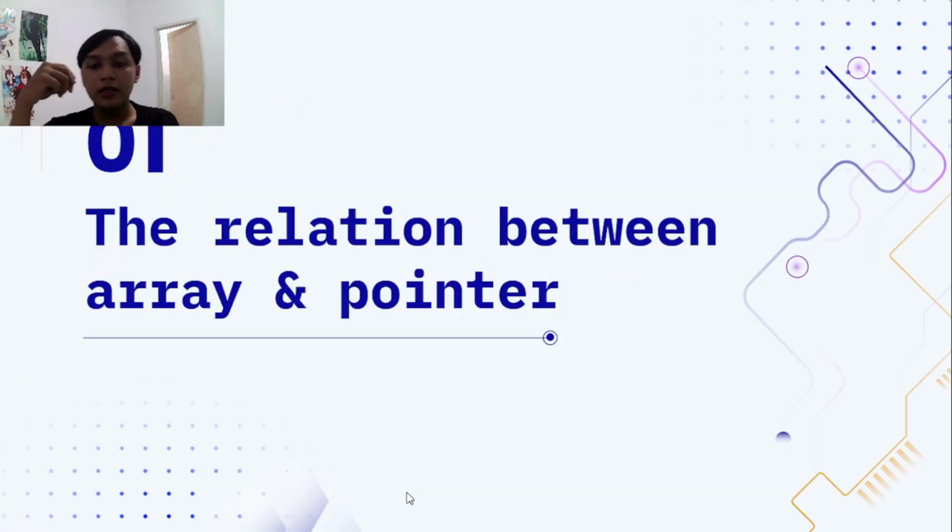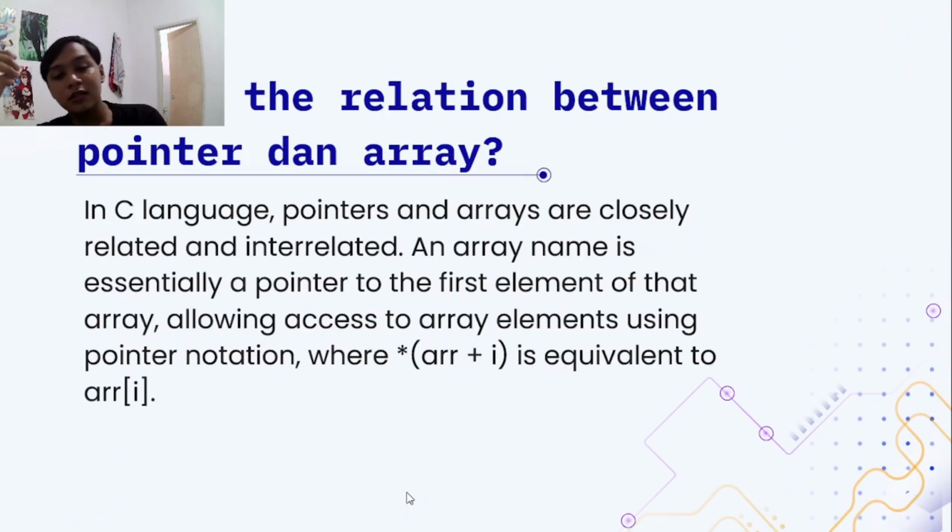So we're going to go to the relation between array and pointer. What is the relation between pointer and array? Well, in the C language, pointers and arrays are closely related and interrelated. An array name is essentially a pointer to the first element of that array, allowing access to array elements using pointer notation, where the pointer of array plus index is equivalent to array of the index itself.